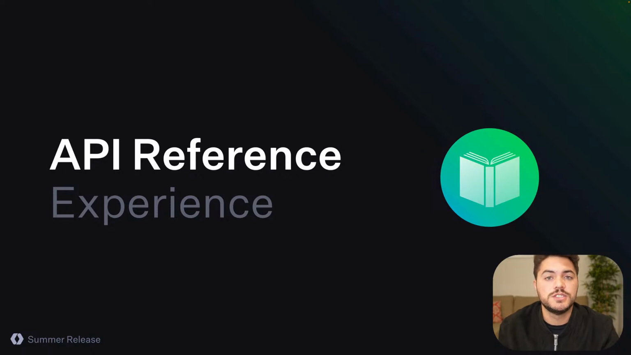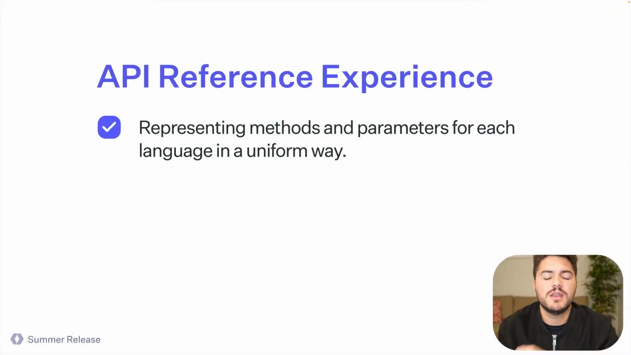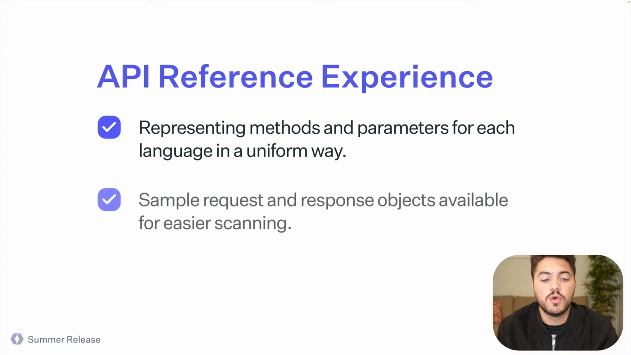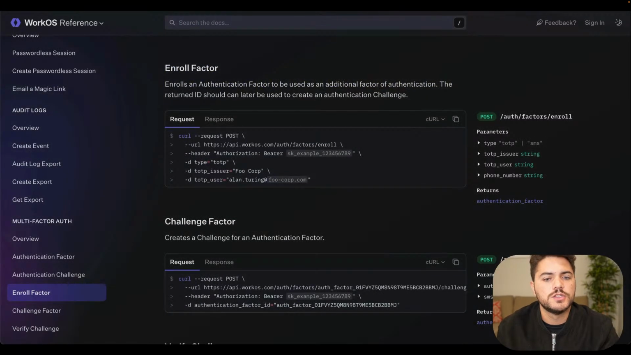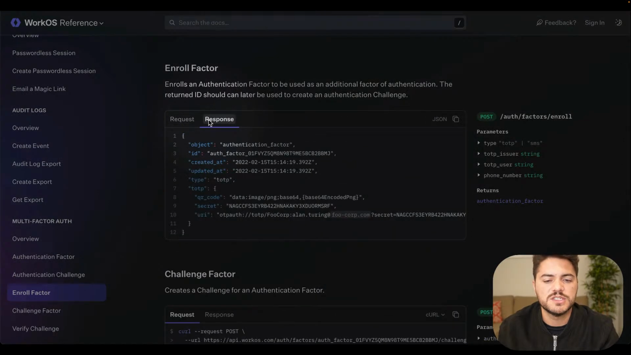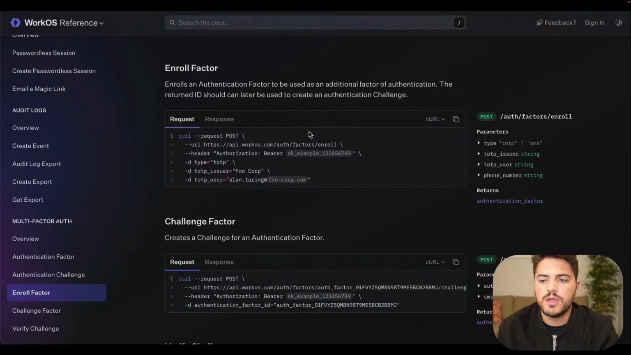We wanted to document every single method and every single parameter in every API in a way that was uniform across all the SDKs. So we did that, and we also added simple request and response objects, so you can take a look and see, okay, how can I integrate with this product right away? If you go to the API reference page, you can now see this new tab that you can toggle between request and response. And you can also look at the method.